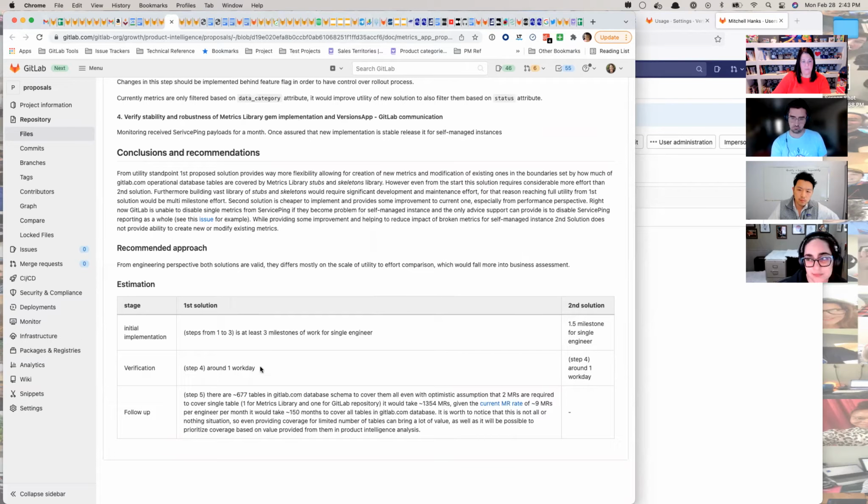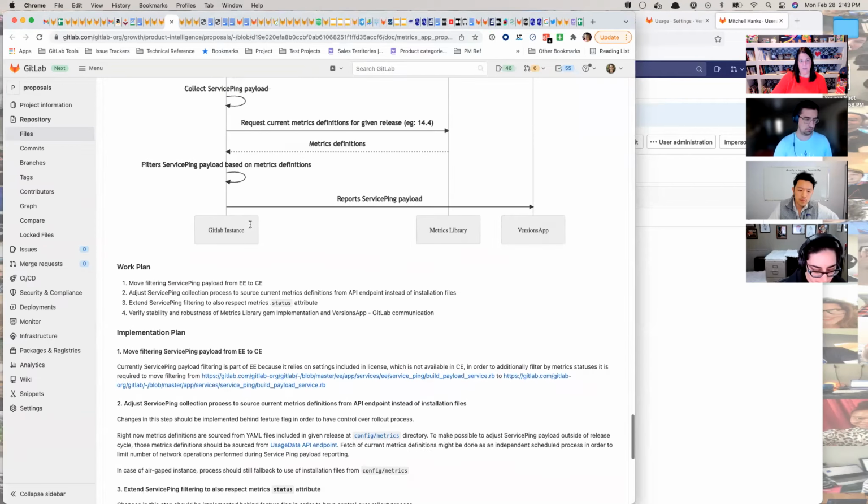So the first solution here ends up being several milestones. The second solution, like 1.5 milestones. And they give us, in the text, the pros and cons of each.